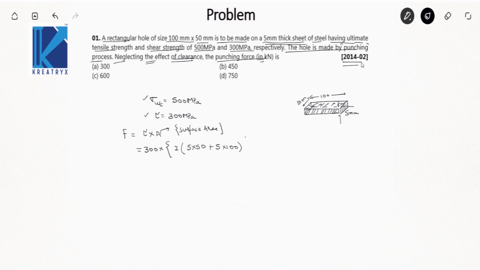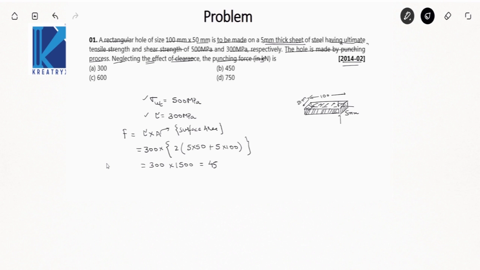So the area will be 2 times of 5 into 50 plus 5 into 100. Now solving, we will get 300 into, 5 into 50 is 250, plus 500 is 750, 750 into 2 is 1500. So we will get 450,000 Newton, which is equal to 450 kilonewton. So the right answer is B. Option B is the right answer.